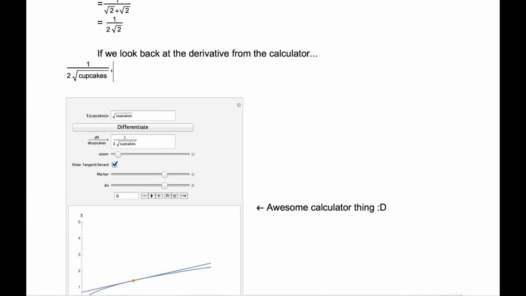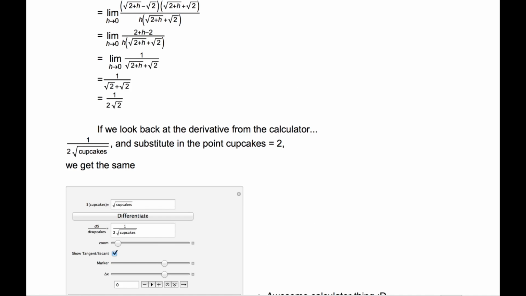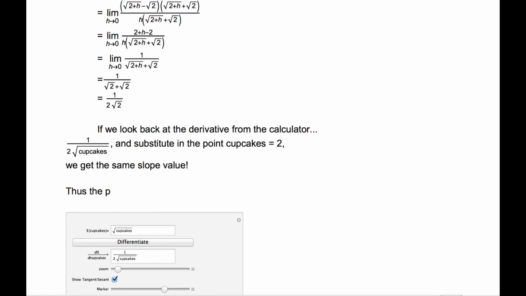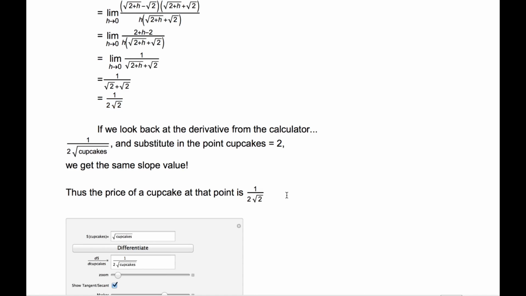And you might say, that doesn't really look like what we got in the derivative calculator. Well, let's look back there. I'm going to take that and let's sub in 2 for cupcakes. Well, we're going to get the same value, and it's going to tell us the price at exactly 2 cupcakes. It tells us the slope at that exact point.